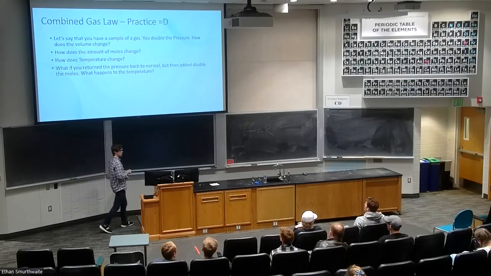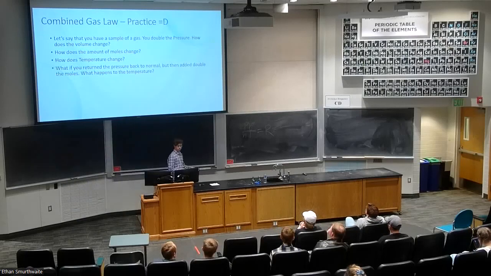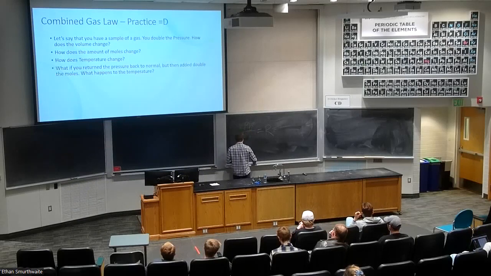Why doesn't temperature change if we double pressure? Because this is our equation right here, PV over NT equals R. So if we change, N is going to be 5, T is going to be also 5. Let's just make everything 5. 5 is a good number.